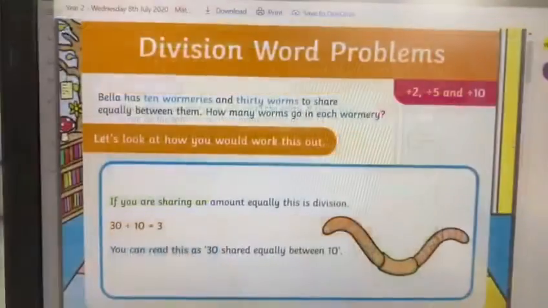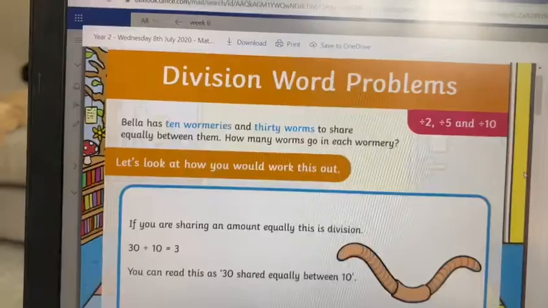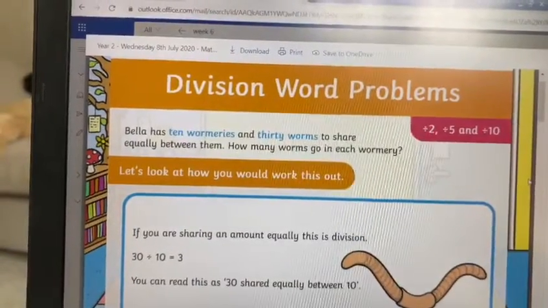Good luck. On to division and word problems. We're going to start with the first one. Bella has 10 wormeries and 30 worms to share equally between them. How many worms go in each wormery?